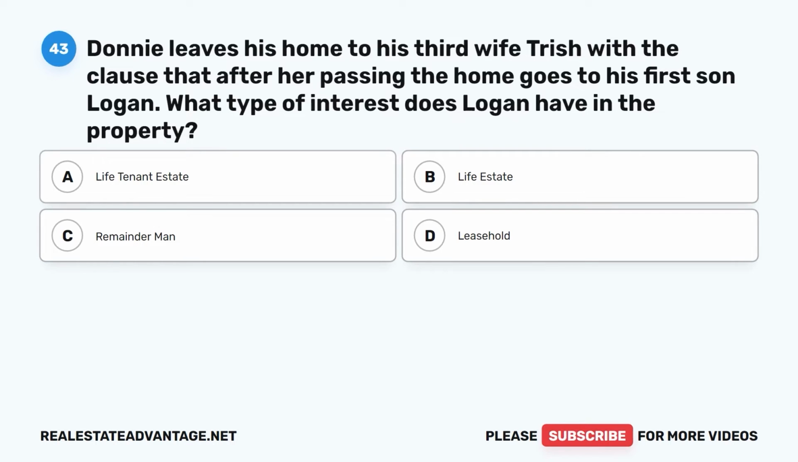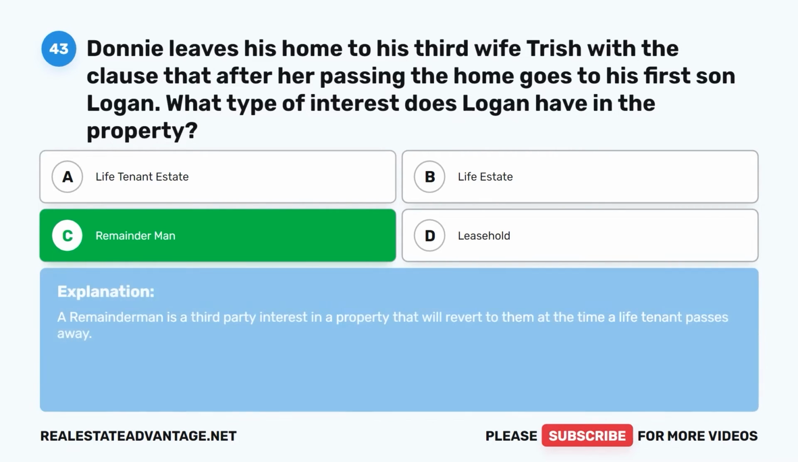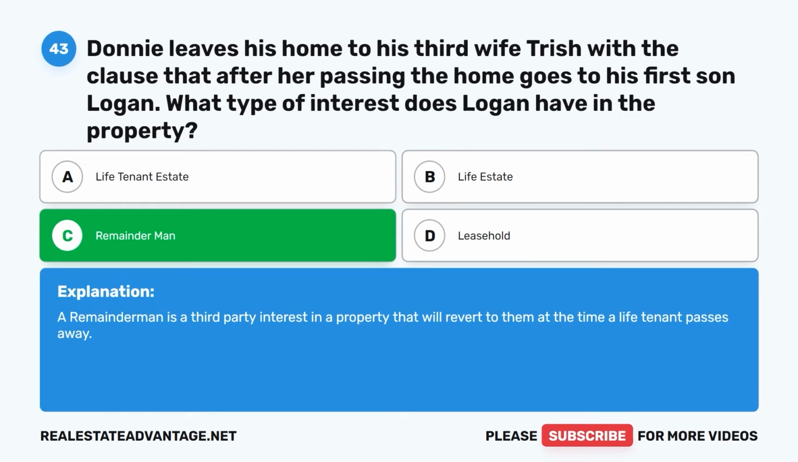Question 43. Donnie leaves his home to his third wife, Trish, with the clause that after her passing, the home goes to his first son, Logan. What type of interest does Logan have in the property? A. life tenant estate, B. life estate, C. remainder man, D. leasehold. The correct answer is C. Remainder man. A remainder man is a third-party interest in a property that will revert to them at the time a life tenant passes away.